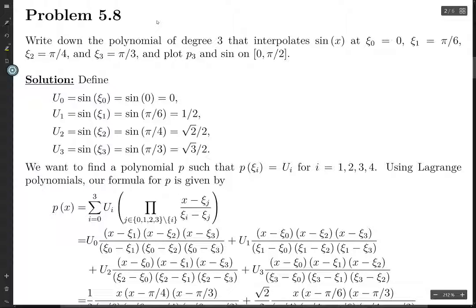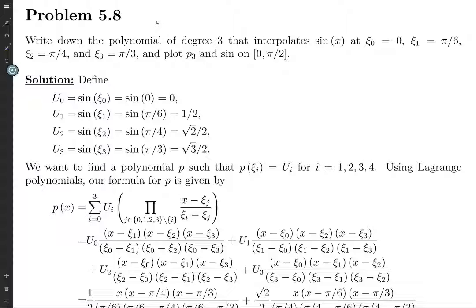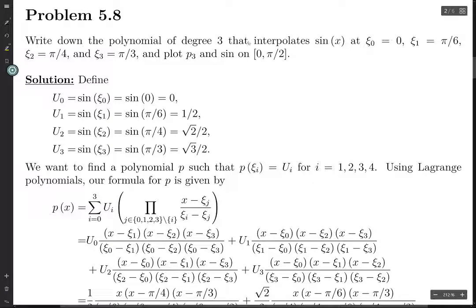Alright, we got some more computational differential equations coming your way. What we're doing is finding a polynomial of degree 3 which interpolates sine at the points 0, pi over 6, pi over 4, pi over 3, and then plotting this polynomial against sine on the interval from 0 to pi over 2 to see how it looks.